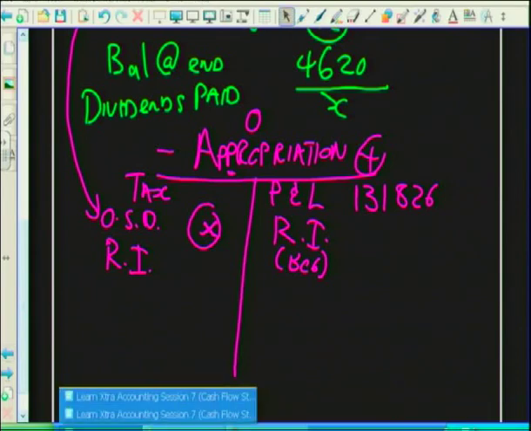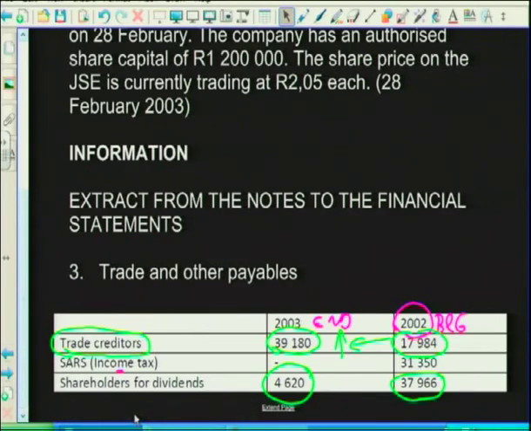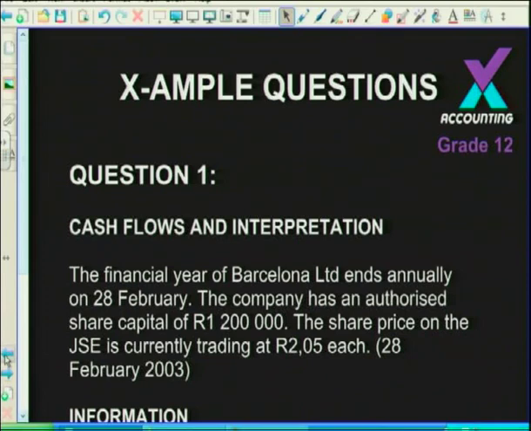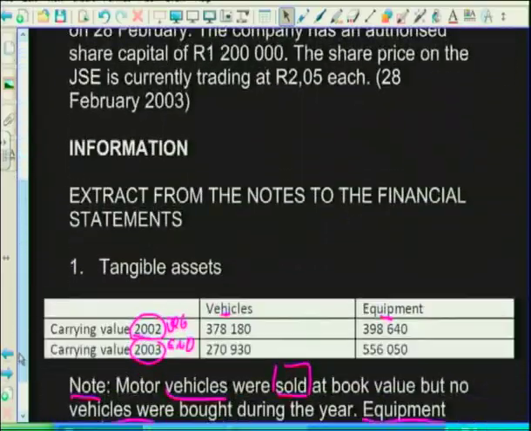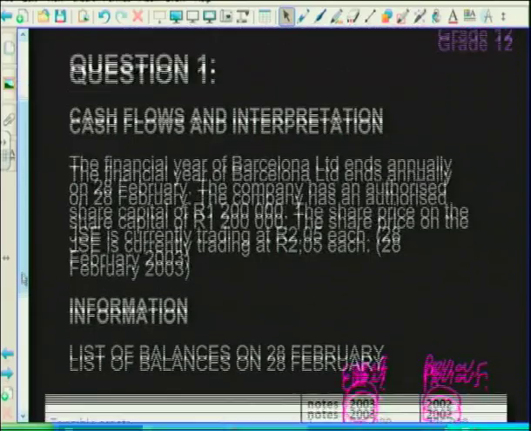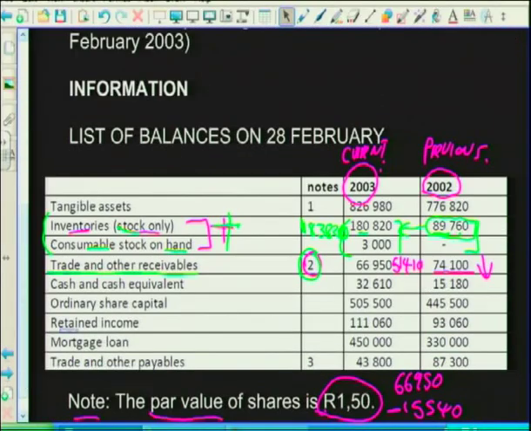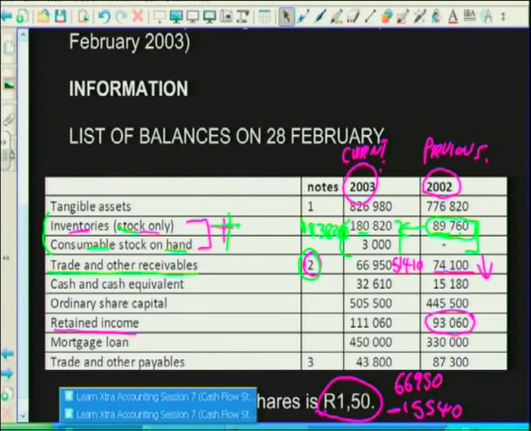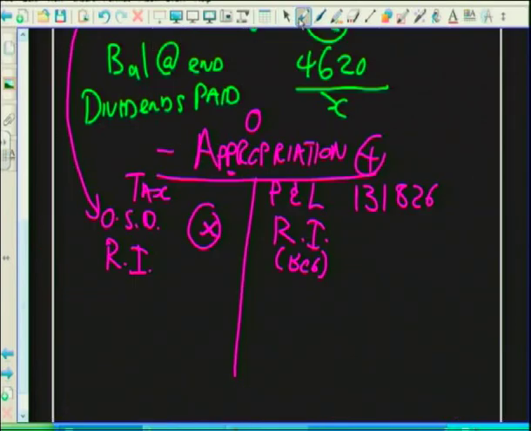So let's go to our question. Retained income at the beginning of the year should be in our balance sheet or extract to our balance sheet. Let's just quickly find that. There we go. Retained income, that's what we want. So there's my retained income at the beginning of the year. There's that retained income, 93,060. So let's take this through to the ledger account. So your retained income at the beginning of the year, 93,060. Right, we filled in whatever we needed to do on the credit side.